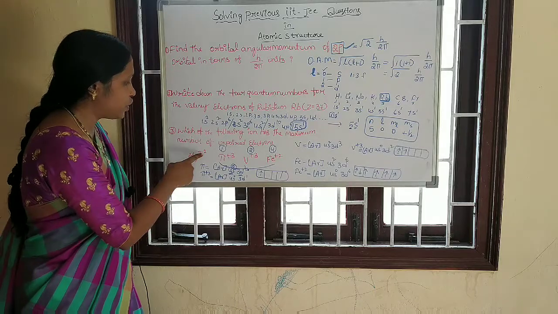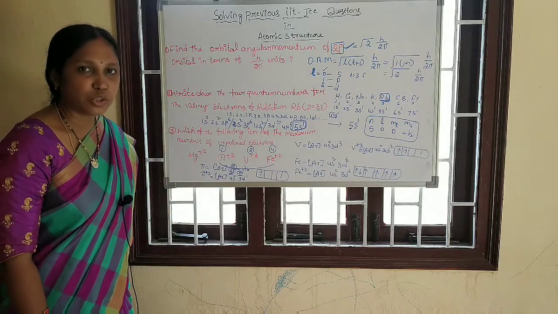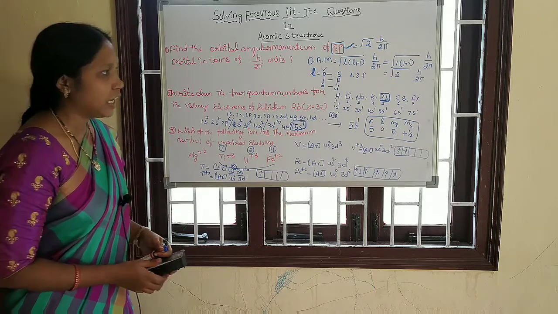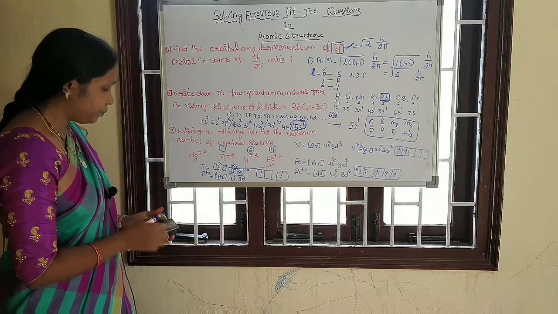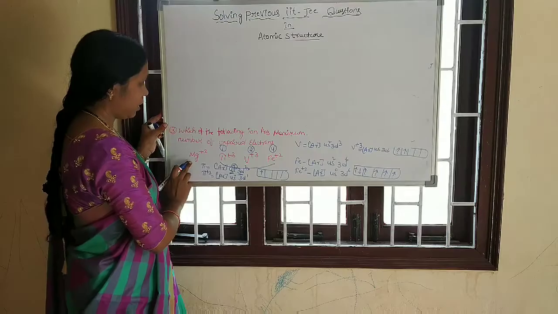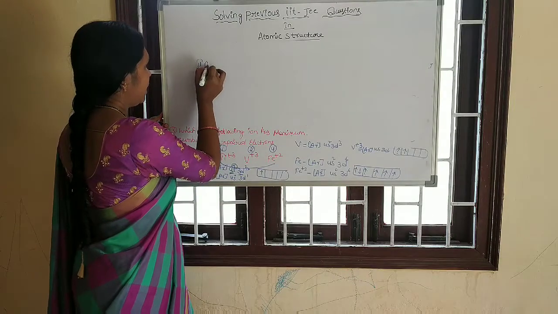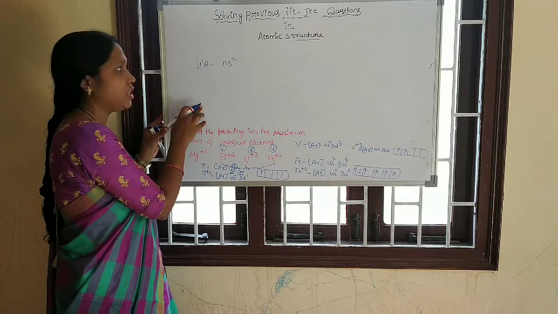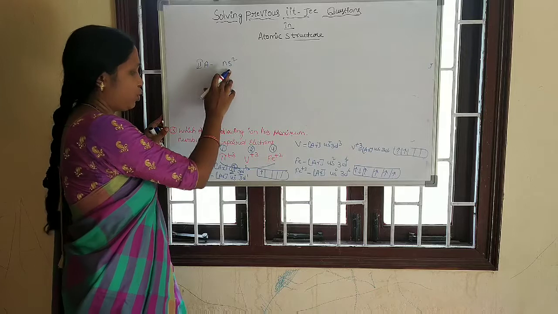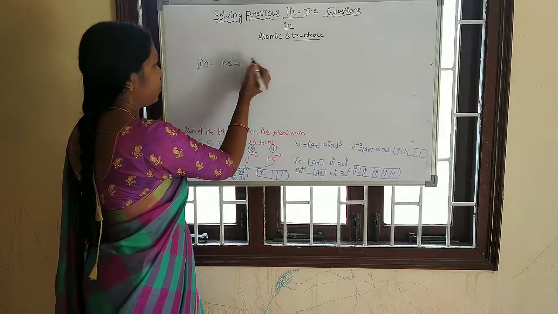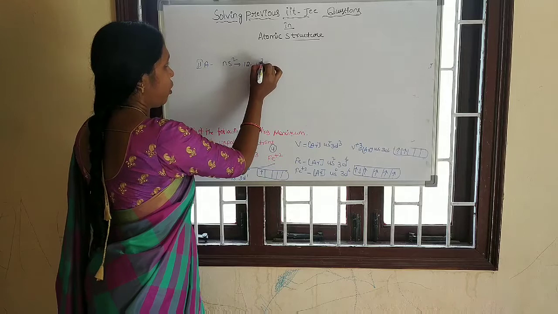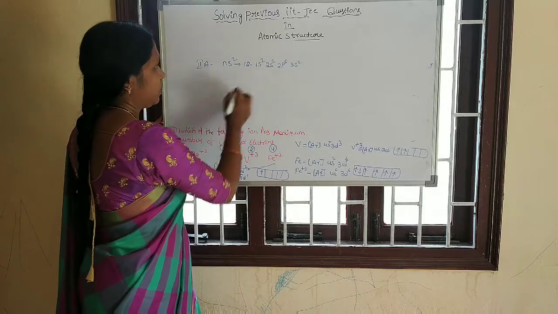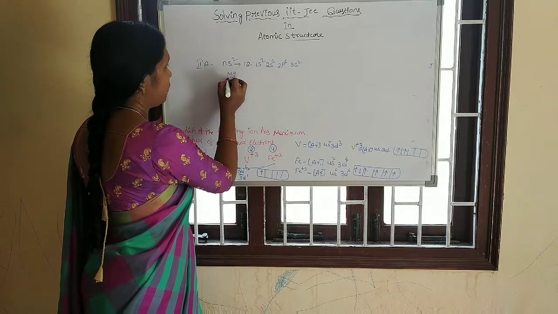And coming to Mg plus 2. Magnesium, which group element? It is a second A group element. Magnesium is a second A group element, which means it has the general configuration ns2. Magnesium, all of you know, has atomic number 12. Configuration 1s2, 2s2, 2p6 and 3s2. This is the Mg configuration.